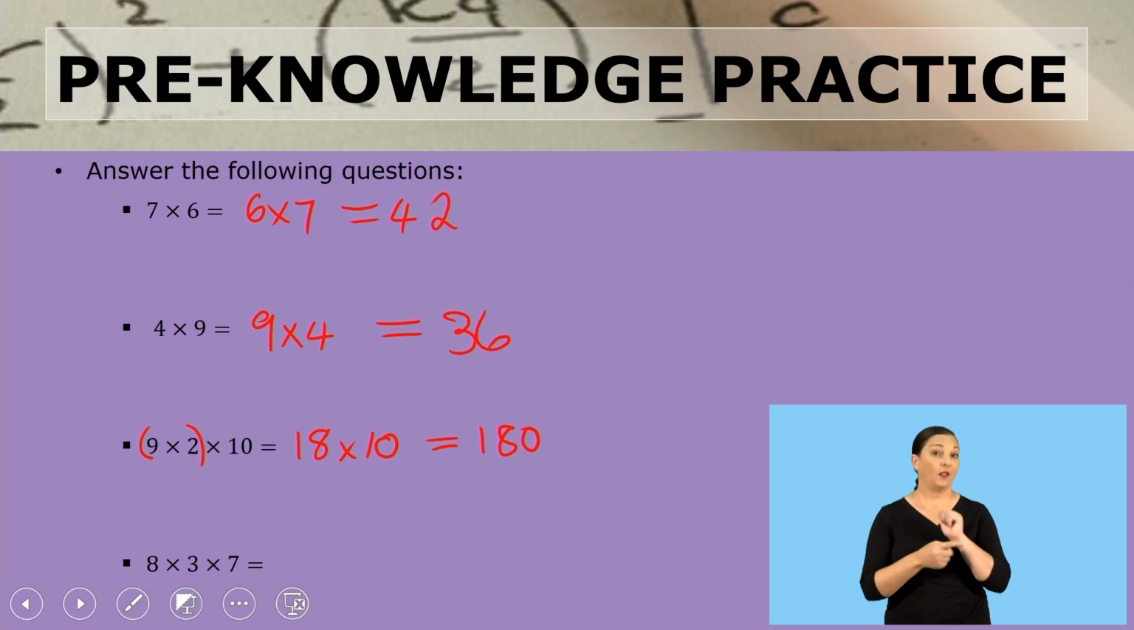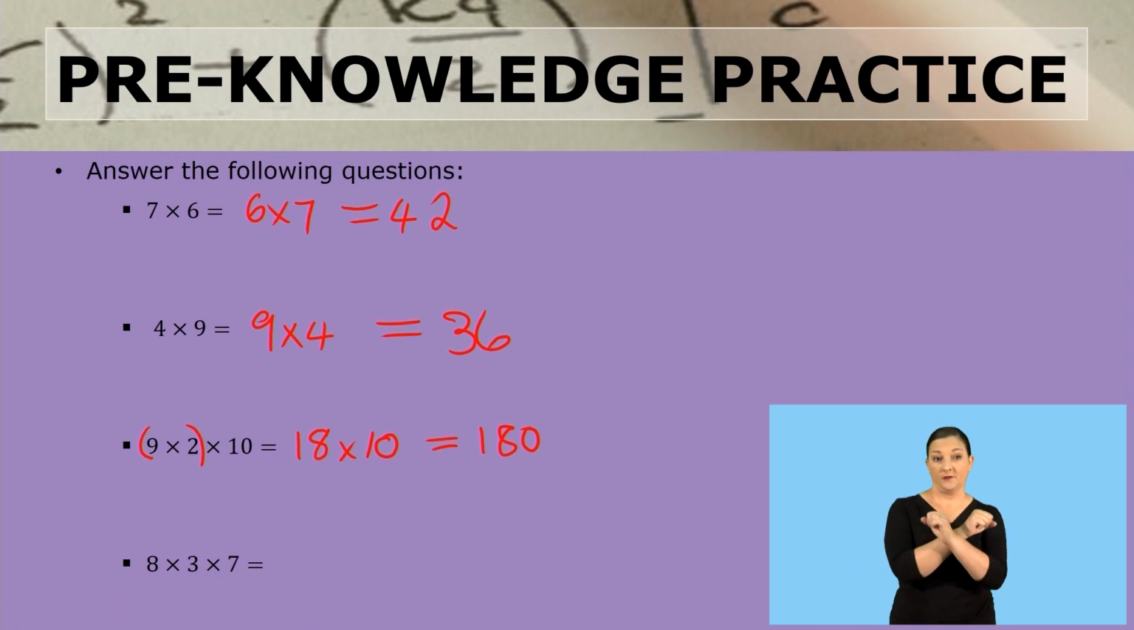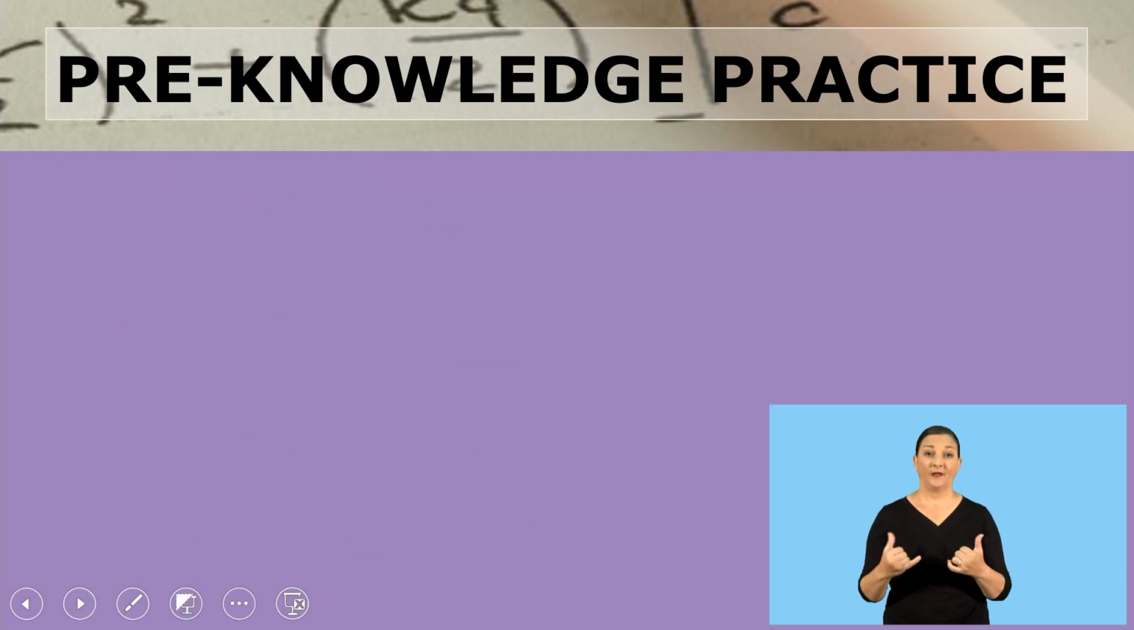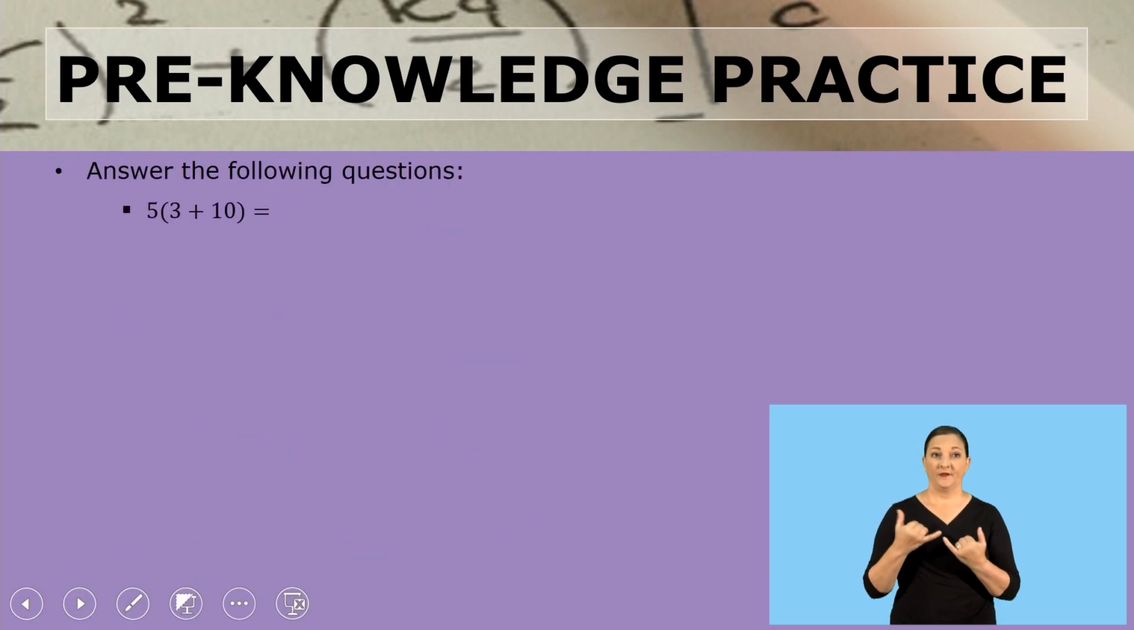The last one there for associative is 8 multiplied by 3 multiplied by 7. I can start off by saying that I am going to associate the 3 and the 7. We know that 3 multiplied by 7 is 21. When I multiply that with the 8, the answer is still going to be the same, and that is an answer of 168. Let's move on to the distributive property.